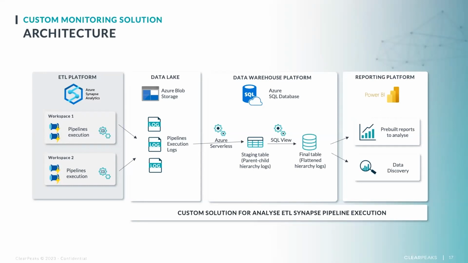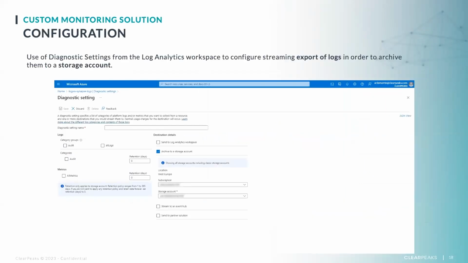This staging table is used to create the parent-child hierarchy of the pipeline logs. After some transformations of this staging table are made, we obtain the final table, which we will use to create a view to consume directly from Power BI, which we will use to create the dashboard as a reporting platform.